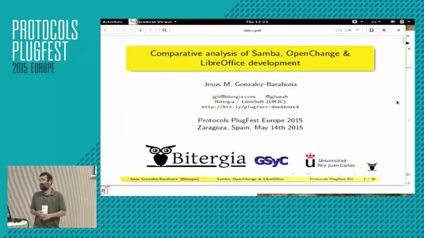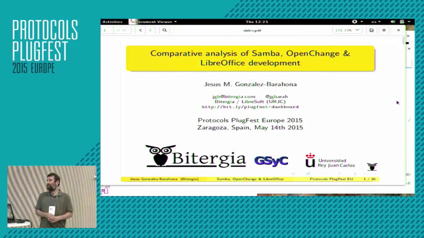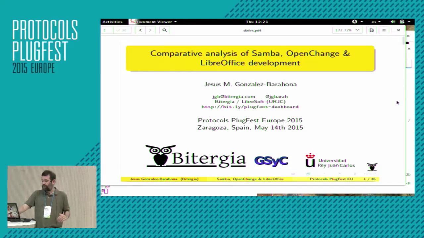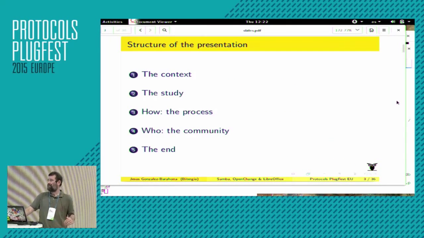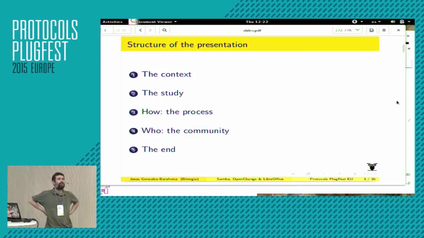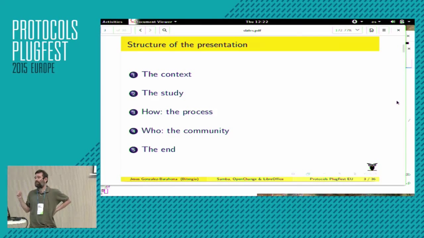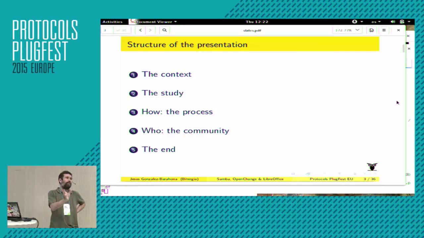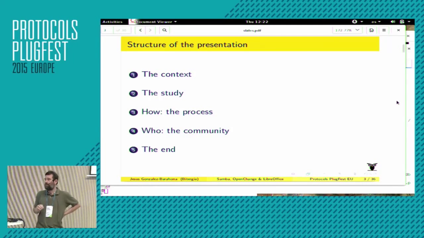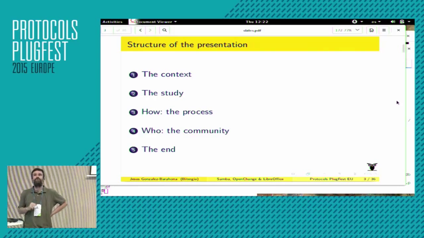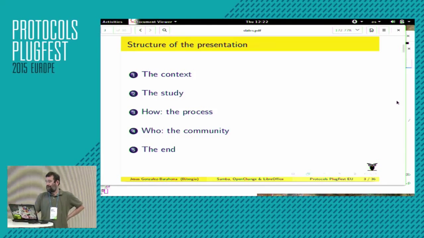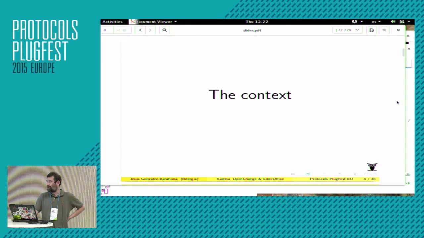We selected 3 projects, Samba, OpenOffice, and LibreOffice, that could be relevant. And the nice thing about them is that they are very different, even when they have some similarities. So let's start. The talk is going to have this structure. I'm going to talk very briefly about the context, the company, and myself. Then I'm going to talk very briefly about the study, how we got the data and so on. And then I'm going to try to show some data about the process and the community. And at the end, I'm going to draw some conclusions.